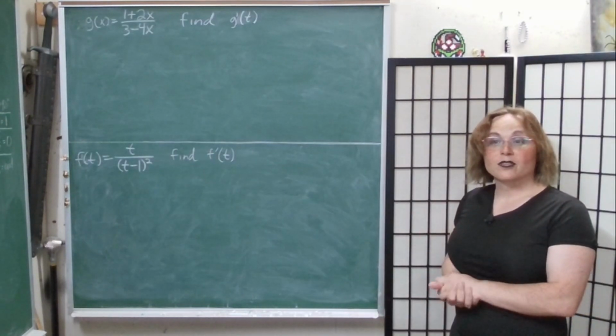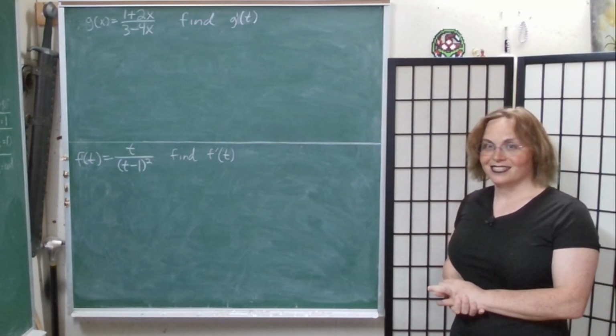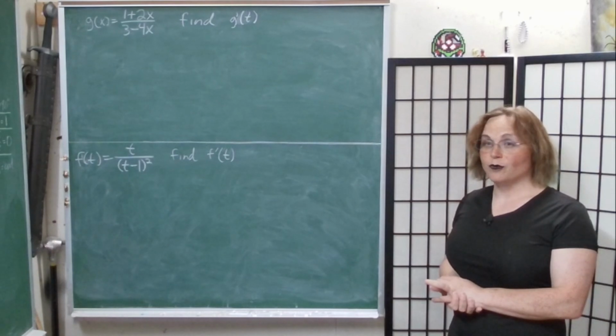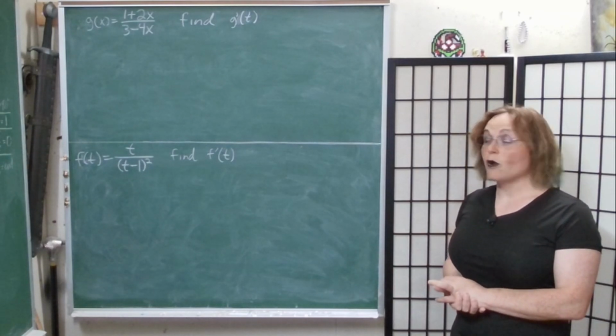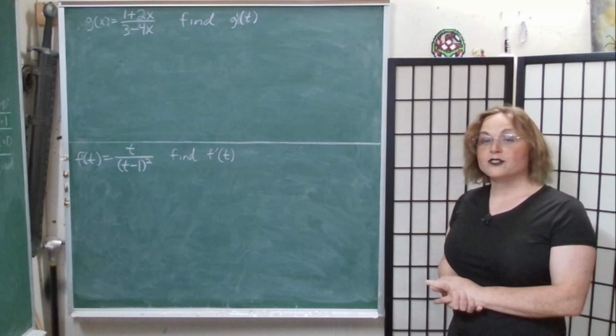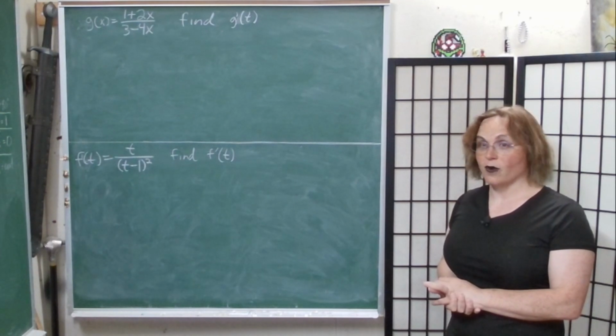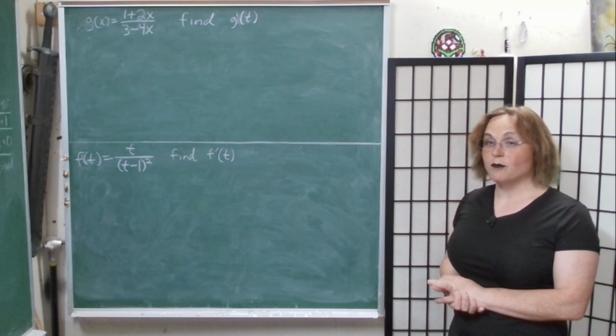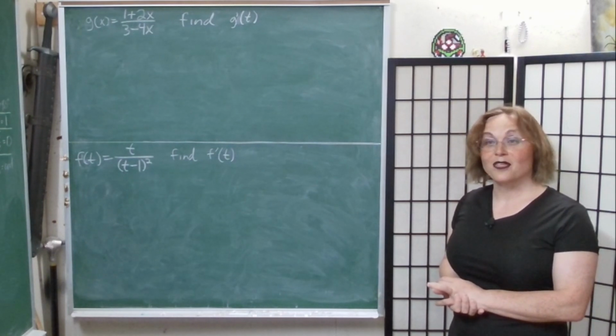And here we have some that are just a little bit harder, but they are completely doable using the rules you know. Although I will warn you on the bottom one, make sure you're careful with that (t minus 1) squared. You'll need to do a little bit of algebra before you take the derivative. And as usual, the answers are going to appear in 3, 2, 1.